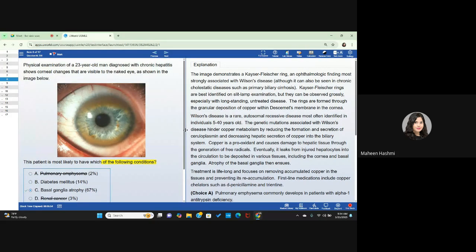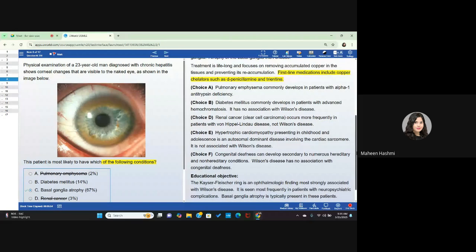You identify Kayser-Fleischer rings through slit lamp examination, very high yield for you to remember. Again, it's a classic picture, and it's also tested on the NBMEs. It's because of excess copper, so you give copper chelators such as D-penicillamine. Just remember D-penicillamine, it's very high yield. They do not ask trientine on this, so just go with D-penicillamine. It helps break down excess copper.